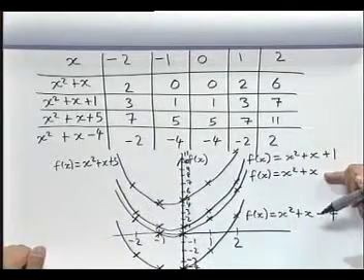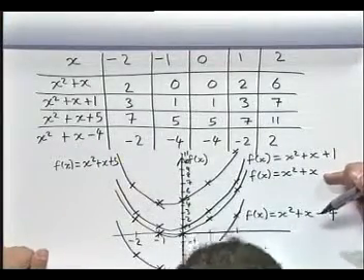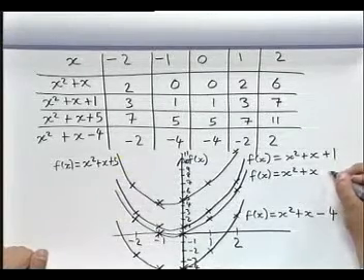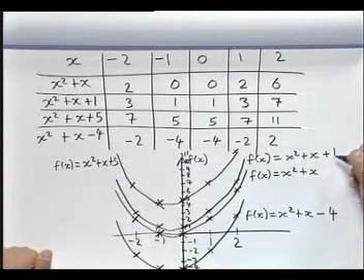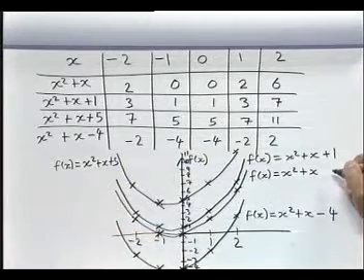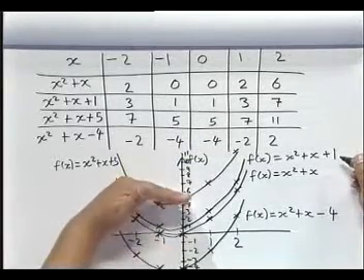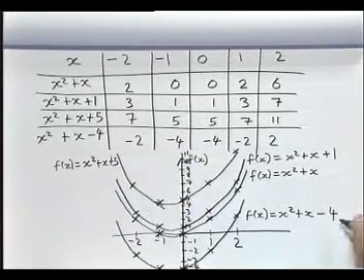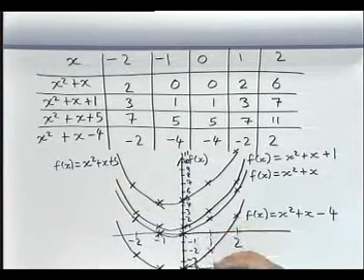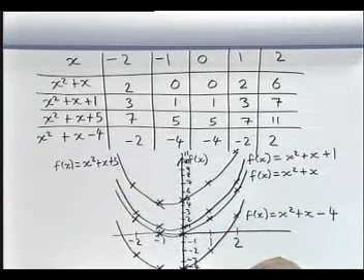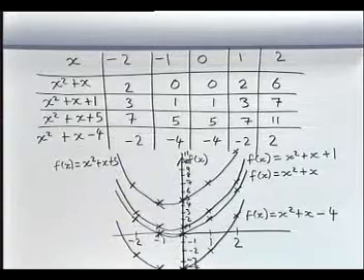So we can see that what's actually happening here is from our original graph of f of x equals x squared plus x, and if you like, you could have put a plus 0 there. And when we added 1, it's moved 1 up. When we added 5, it's moved 5 up. And when we took away 4, it moved 4 down. So it's quite clear to see the effect that the constant has on our parabola.